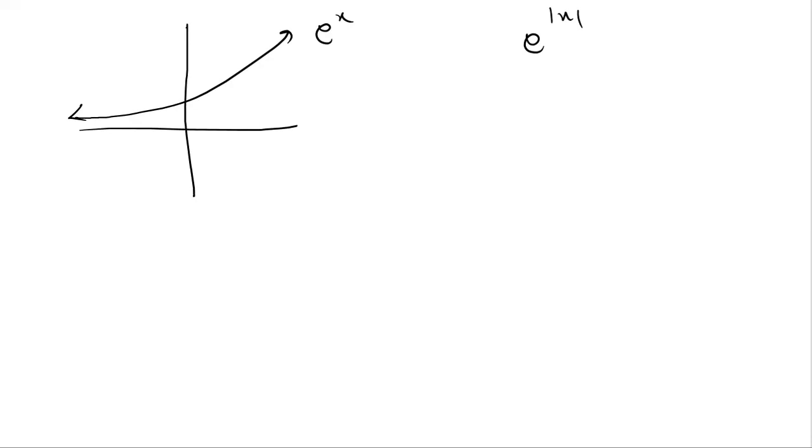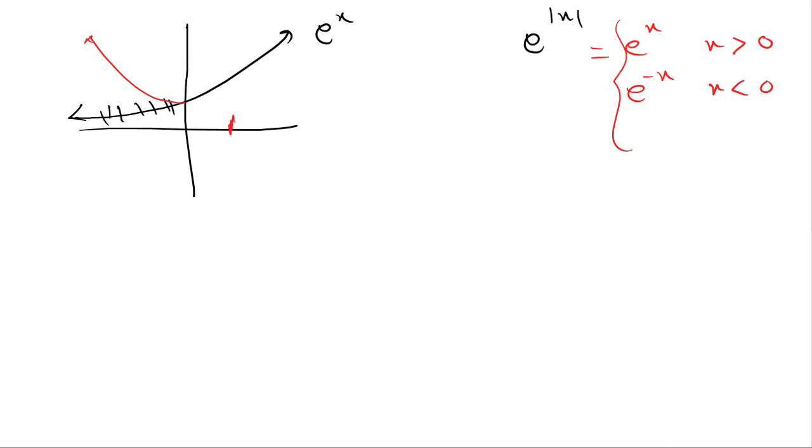First thing you have to do, neglect the left part of this, and take the mirror image of the right part. This will become the e power mod x graph. Why? Because this will become e power x when x is greater than 0. When x is less than 0, this will become e power minus x.